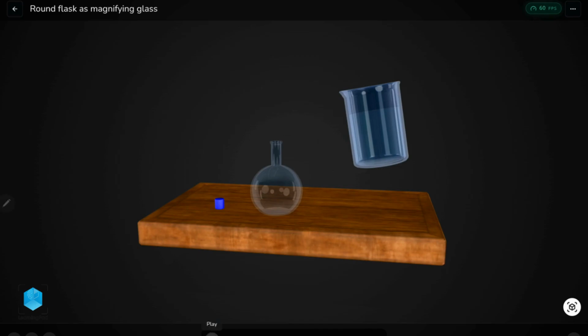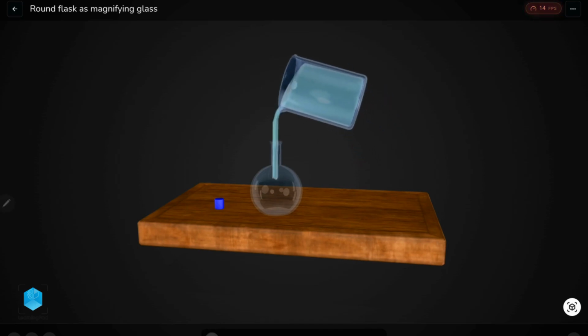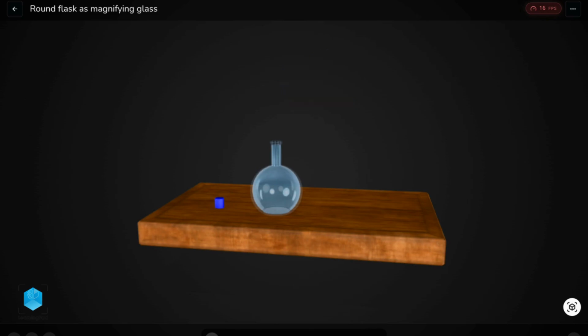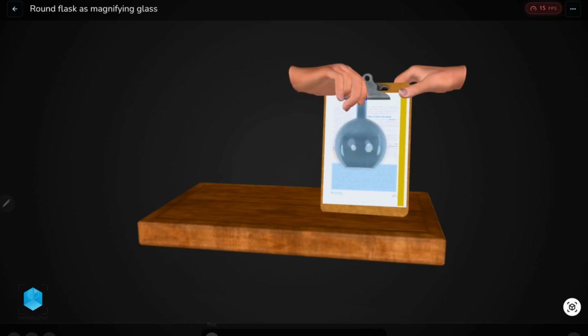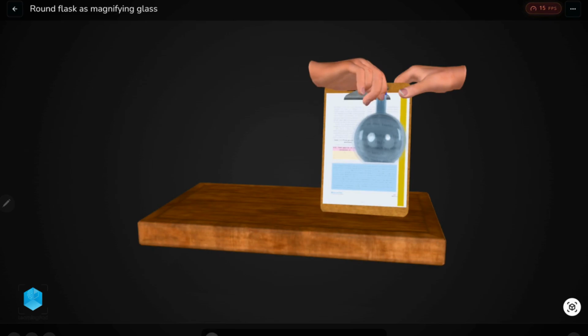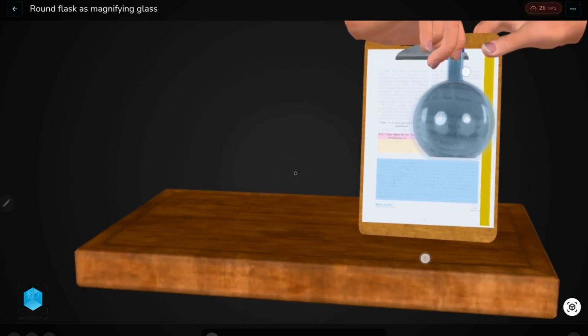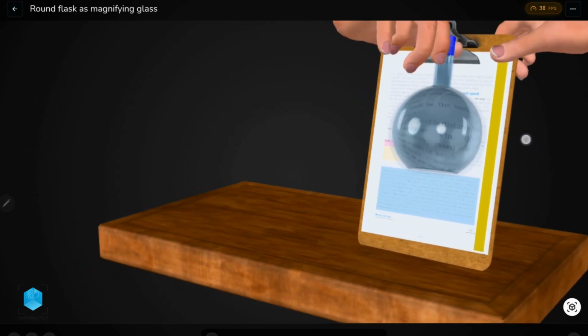Now what you need to do is fill the round bottom flask completely with water and then seal the flask with a cork. Now place this flask over the textbook whose letters are very small, which you cannot see with your naked eye.